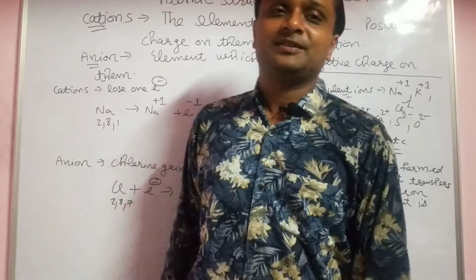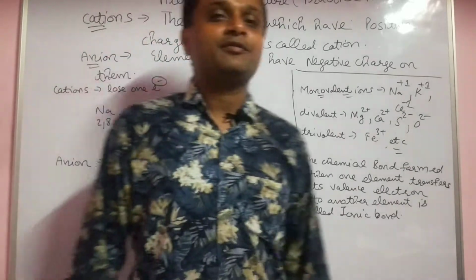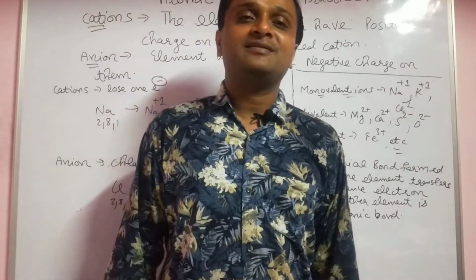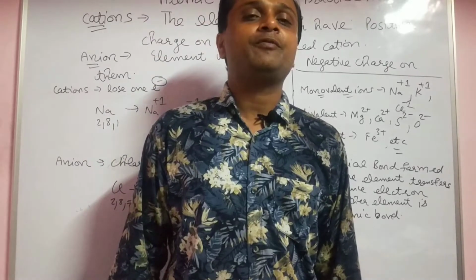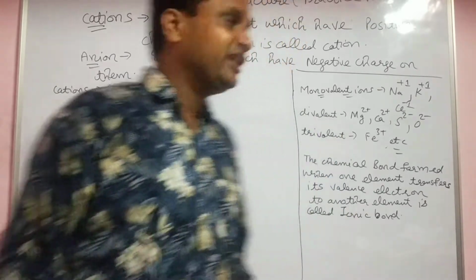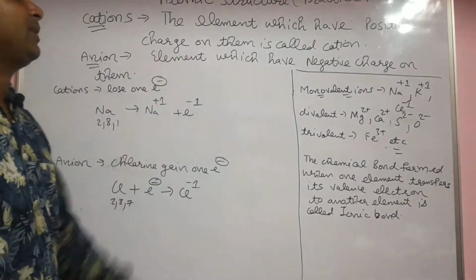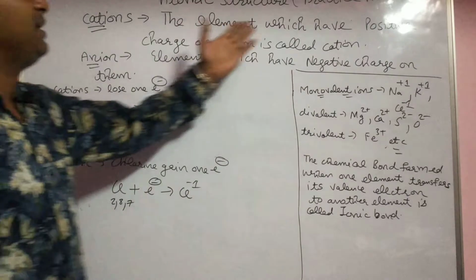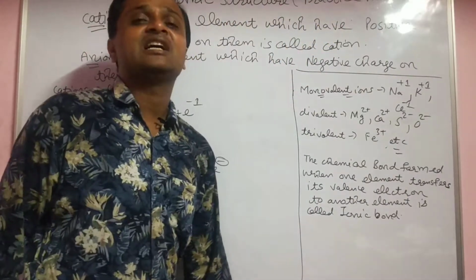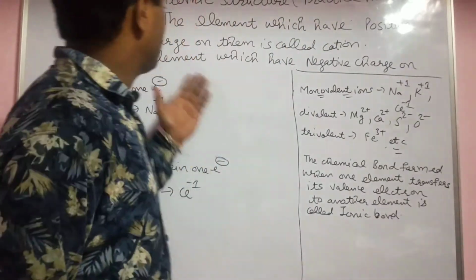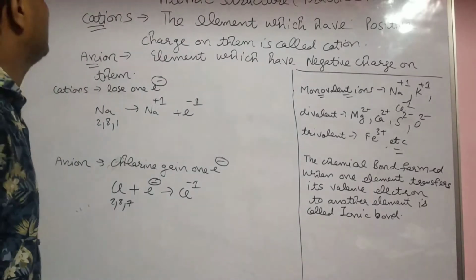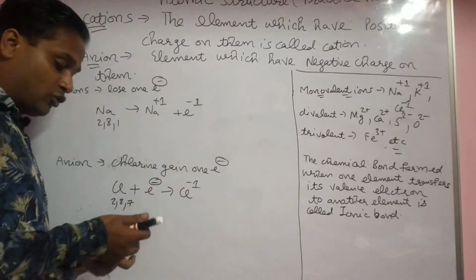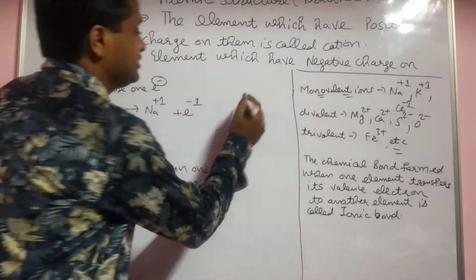Good morning, students. In the last lecture, we discussed radicals, polyatomic ions and monatomic ions, and how we form the chemical formula. In this revision video, we discuss what a cation and an anion are. The element which has the positive charge is called a cation, and the element which has the negative charge on it is called an anion. Now, how is a cation formed?